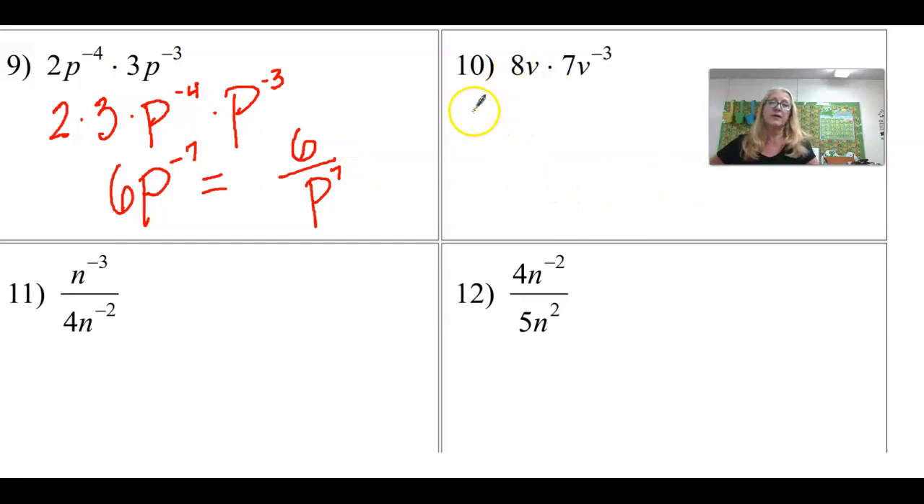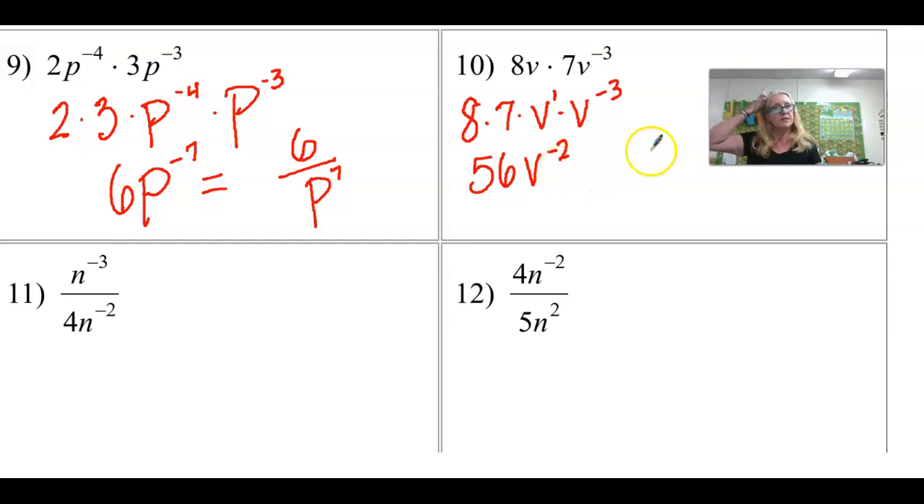Right? Over here, we would have 8 times 7 times v to the -3. 8 times 7 is 56. And this is v to the 1, and 1 plus -3 is v to the -2. So the final step to simplify this would be 56 on top, and we drop that v to the 2nd power to the bottom.